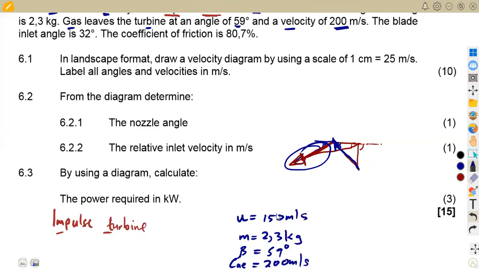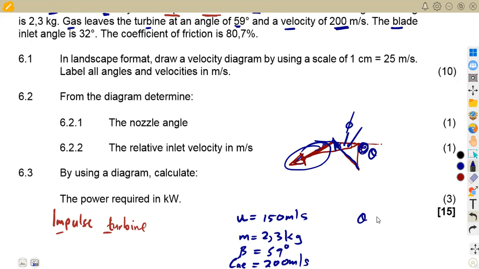I shall label my diagram later on properly. Then at the same time, we are given the blade inlet. I referred here to the blade inlet and the exit. So the blade inlet, you can take this as theta, the exit, you can take this as phi.